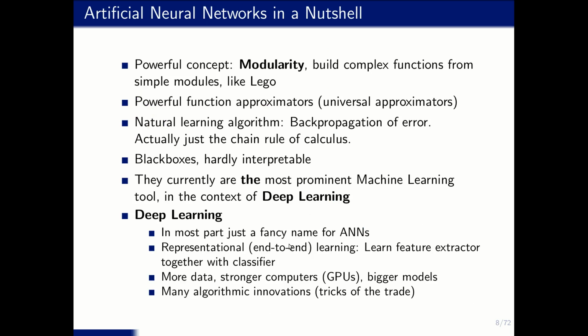So, artificial neural networks in a nutshell. The concept is essentially modularity. We have a lot of these neurons, and neurons get inputs and produce a nonlinear output, and this output is then sent to other neurons and so on. We build these networks by combining simple neurons or simple modules, and essentially we build high-dimensional complex functions from simple modules, a little bit like Lego.